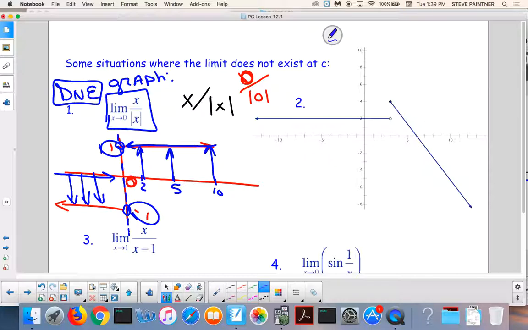Try that one. Number 2. What's the limit? And it would be probably at 3. What's the limit of this one as x approaches 3?